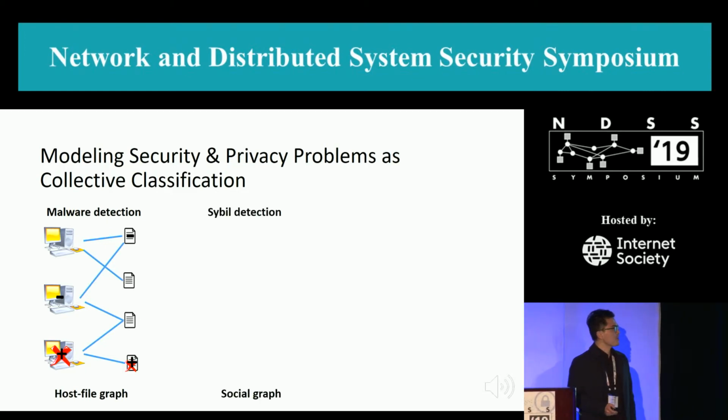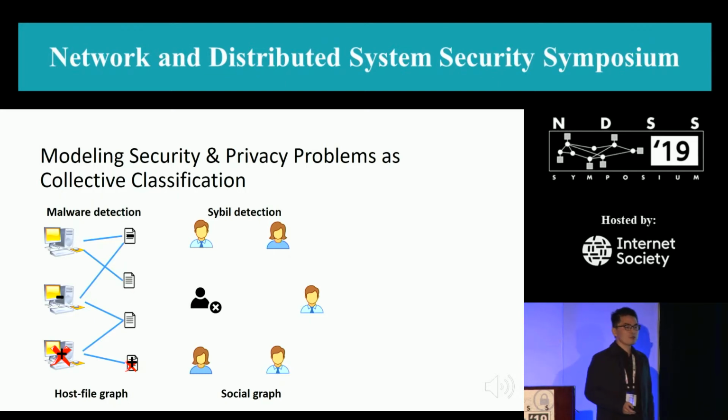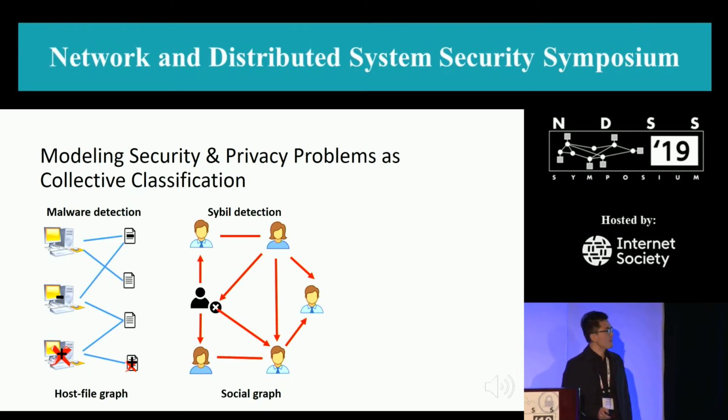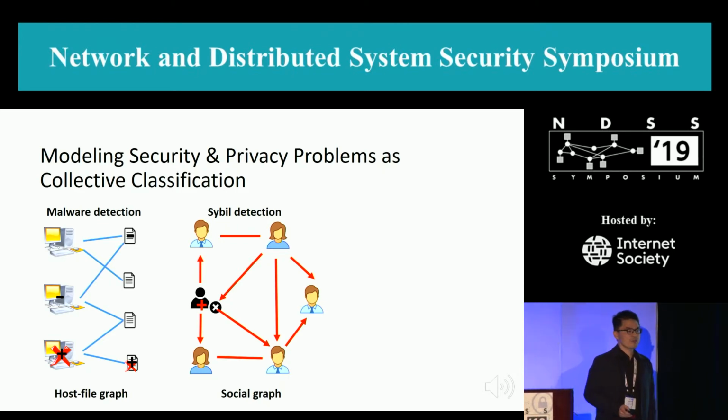In Sybil detection on social networks, the graph is a social graph, the nodes are users, and the edges are the following relationships between users. Positive means that the user is a Sybil, and negative means that the user is benign.